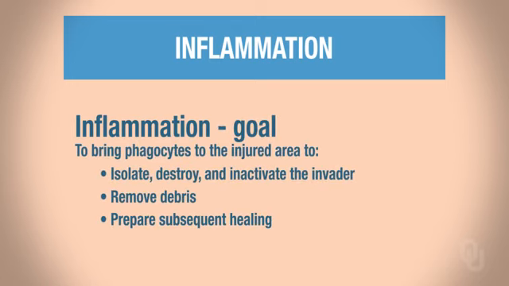You want to bring phagocytes to the injured area because if you can control those invaders at the area that they've invaded, then they can't spread throughout the body. You want to stop them there. So if you can bring those phagocytes to the injured area, you can destroy or inactivate invaders, you can remove any kind of cellular debris, and you can start preparing for healing.